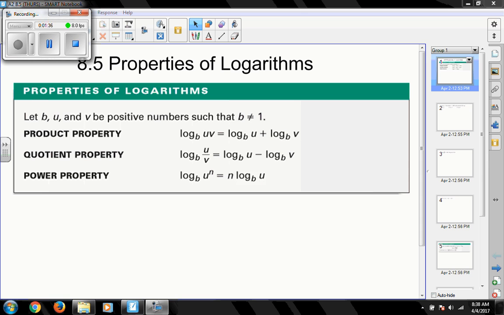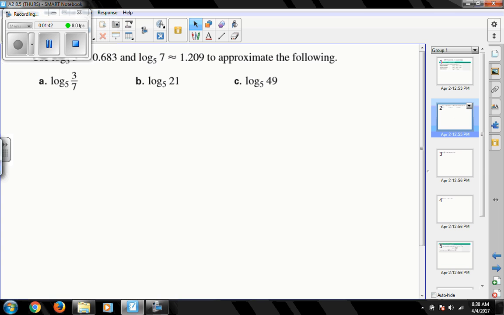And you're probably asking yourself, yeah, that's great. I've got these properties now, but how are we going to use those? So let's take a look at some examples.